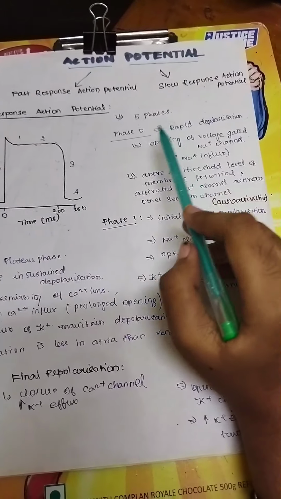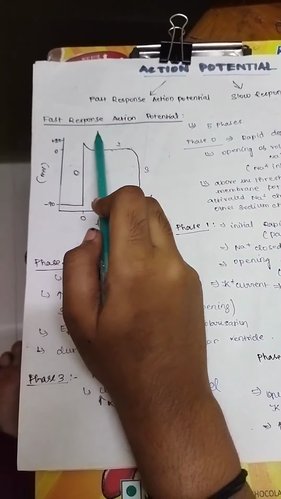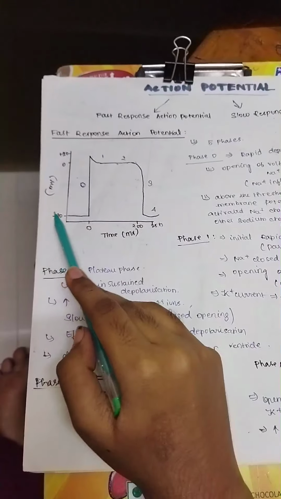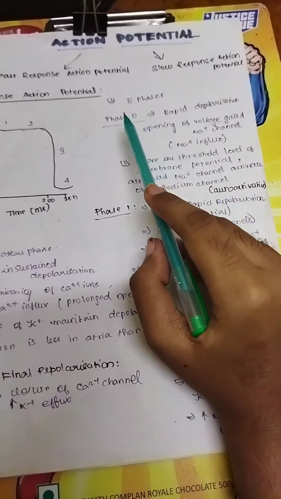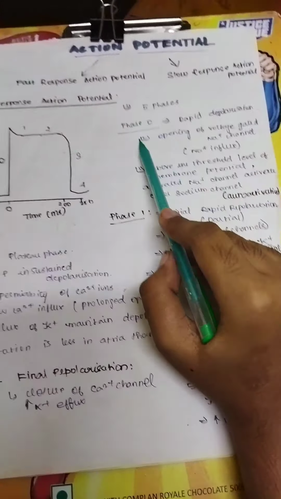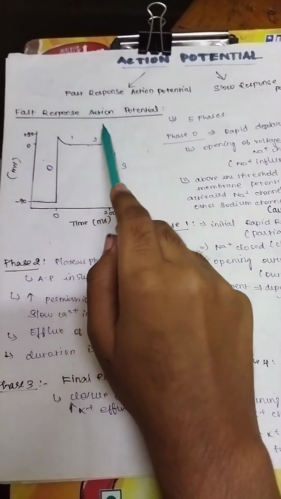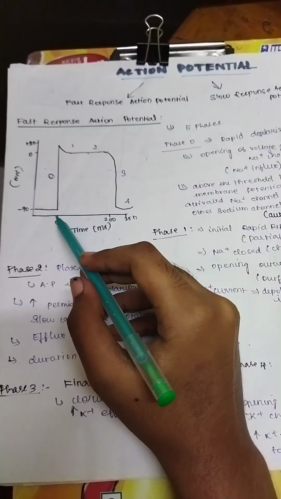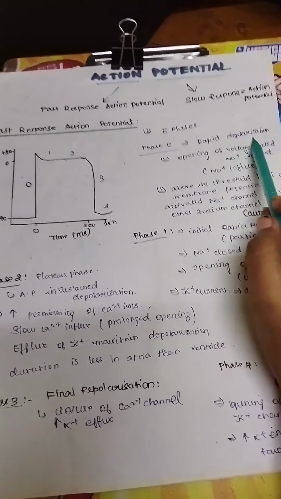First, we're going to talk about the first phase, which is phase 0. In the fast response action potential, the membrane potential should be taken as minus 90. This is another important term. You can see there is a rapid depolarization in phase 0. The membrane potential starts from minus 90, which is very important for the fast response action potential, and it starts from 0 seconds. So in phase 0 there is a rapid depolarization.